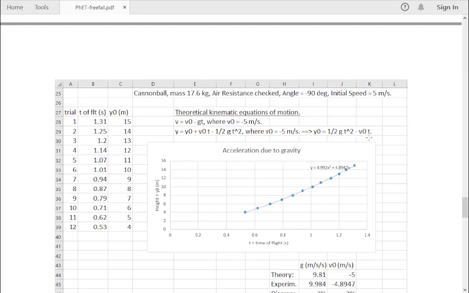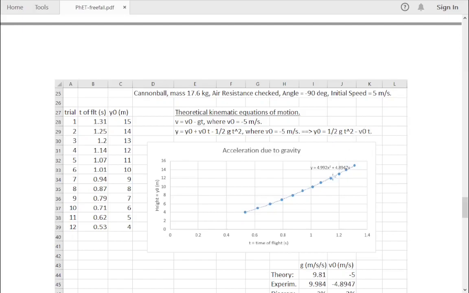And that is the equation that corresponds to the equation of our trend line. So when you do the second order polynomial fit trend line, again, you can set the intercept to 0, because when t is equal to 0, this whole thing should be equal to 0. This is the equation of your trend line, so we'll see what these terms correspond to. This 4.992 corresponds to 1/2 g. This 4.8947 corresponds to minus v0.